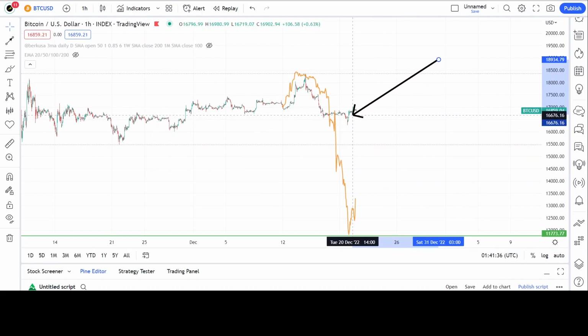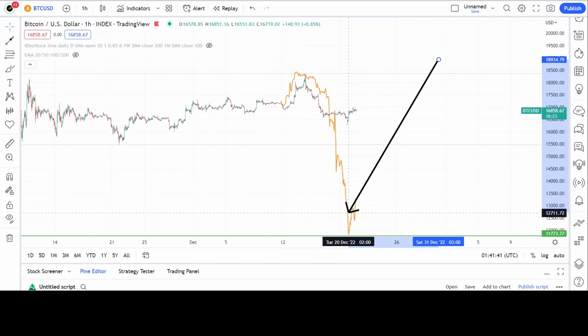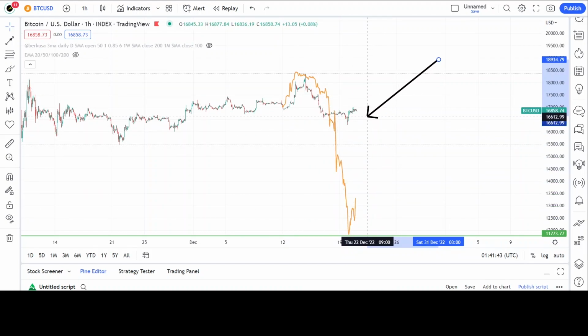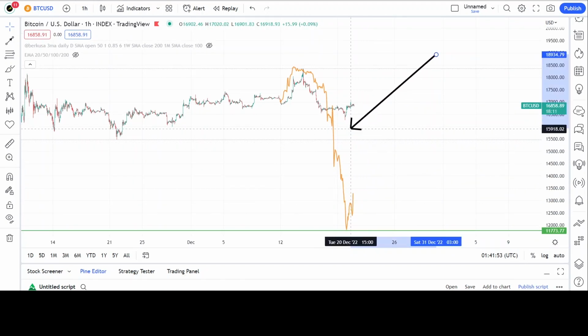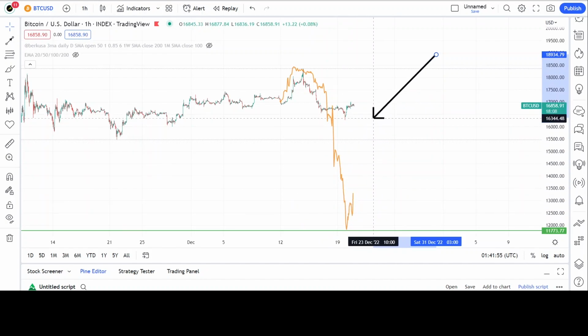Time will tell. It could do something different. It could also do something similar to this, but just in a unique way. So we'll have to see how this actually plays out. But this is a potential scenario where it drops like this.